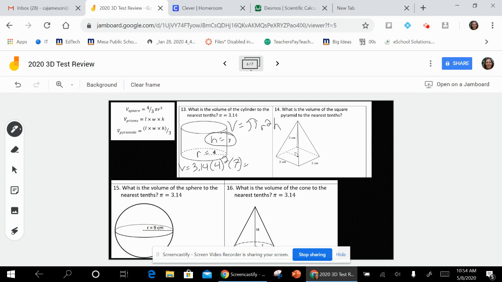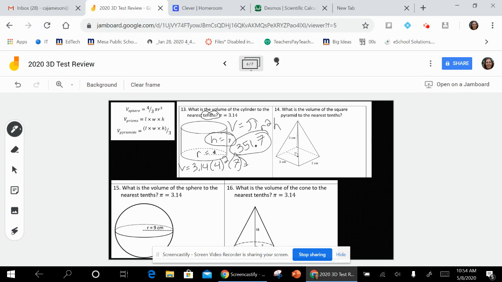Okay, and so for that one, we get, I'll put it up here just so we have more room. So the volume is going to be 351.7. Okay, so that is our volume. Notice it does say round to the nearest tenth. What is the volume of the square pyramid to the nearest tenth?